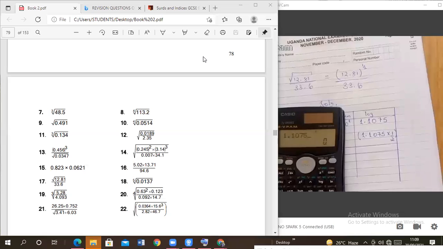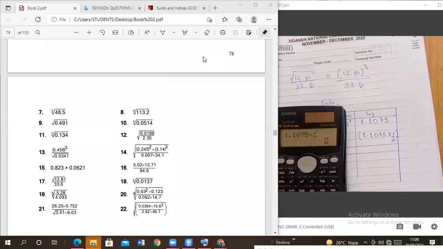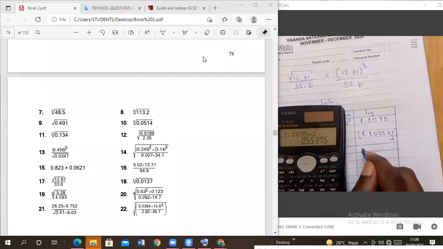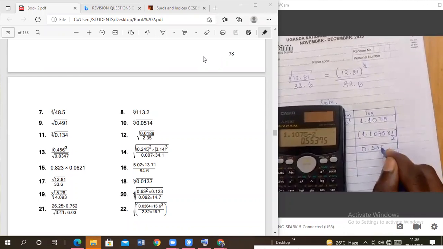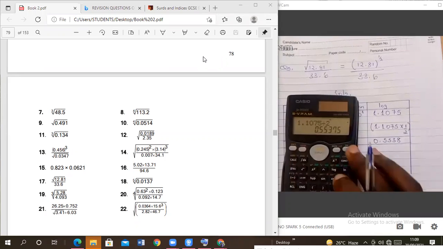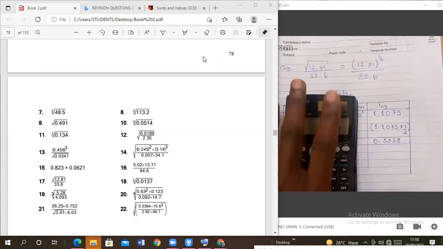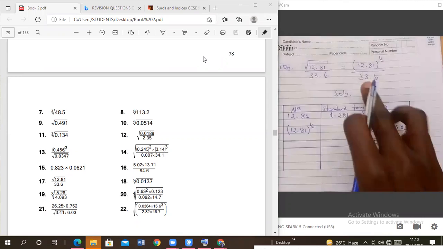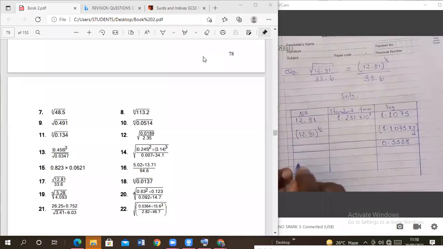1.1075 divided by 2. What do you get? We get 0.5 578 38. Good. We stop there. We come to the denominator.